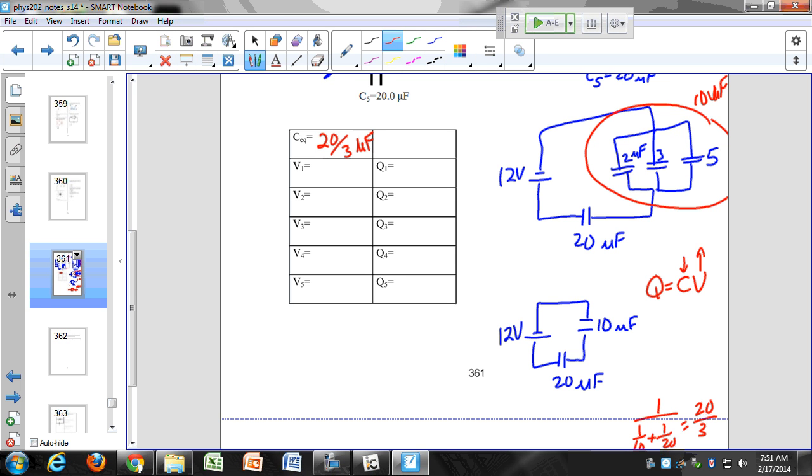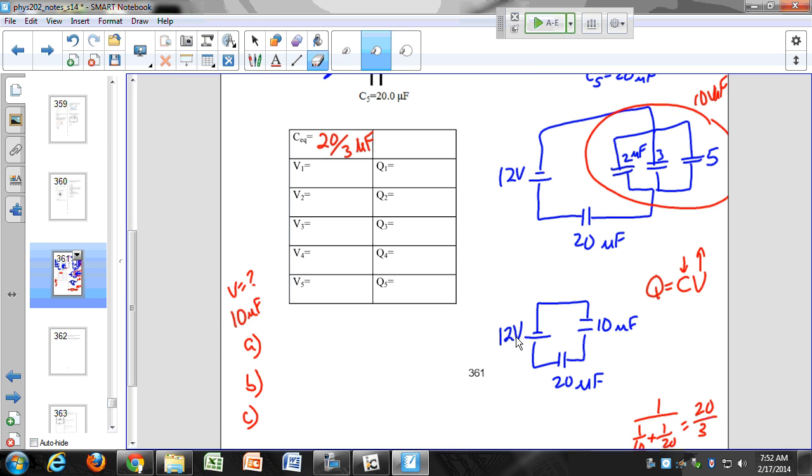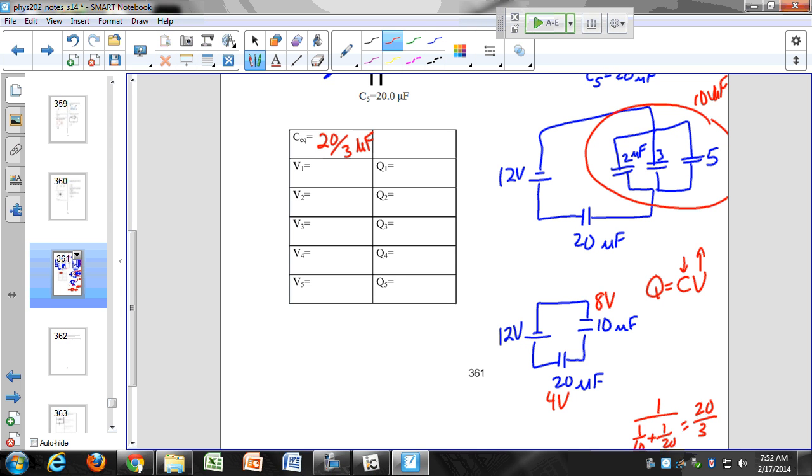All right, so what is the voltage then on the 10 microfarad capacitor? It has a voltage equal to what? I was not looking up whenever you were writing it down. All right, I think y'all know this. It's 8 volts, right? And this has to be 4 volts. The reason is that the voltage across the 10 microfarad capacitor is twice that of the 20 microfarad.